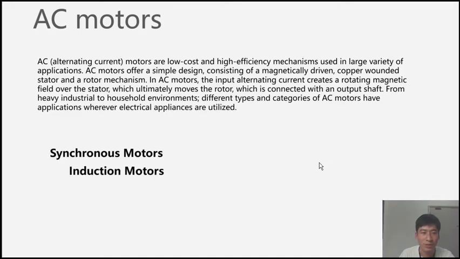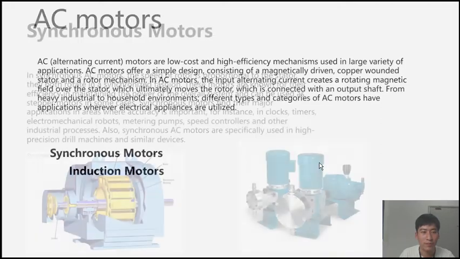From heavy industrial to household environments, different types and categories of AC motors have applications wherever electrical appliances are utilized. AC motors mainly consist of synchronous motors and induction motors. First, we talk about the synchronous motors.